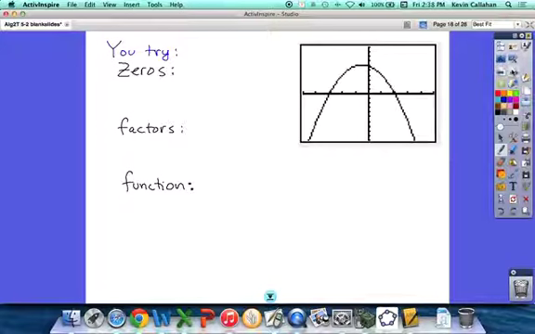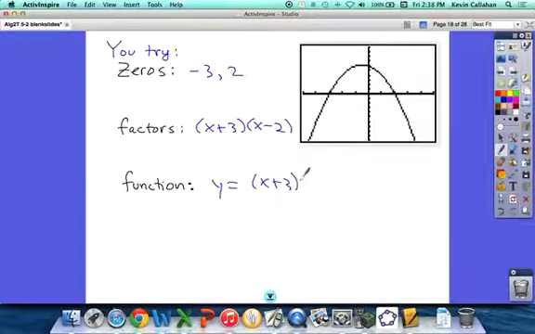What are the zeros? -3 and 2, right? So what are the factors? X plus 3 and x minus 2. No problem there. What is the function? X plus 3 times x minus 2. There is a slight problem here.